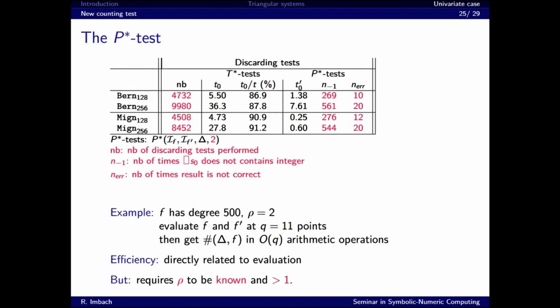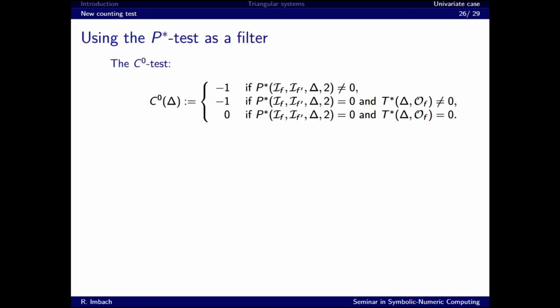So what we propose is to use this P-star test as a filter. When we want to discard a disk, we call the P-star test with an isolation ratio of 2, even if we don't know if it's true. And when it returns 0, we confirm this number with the Pellet test.